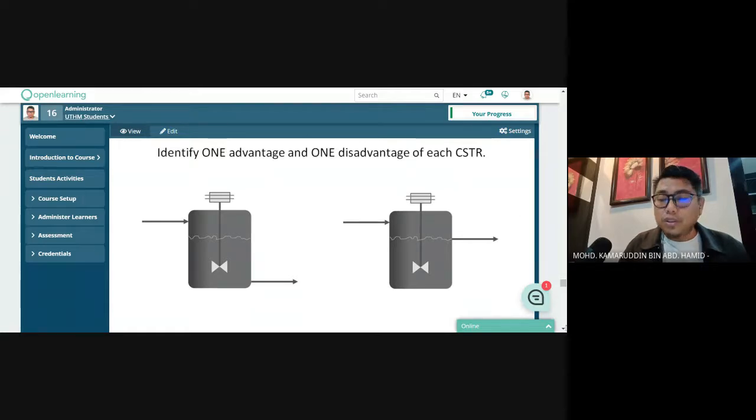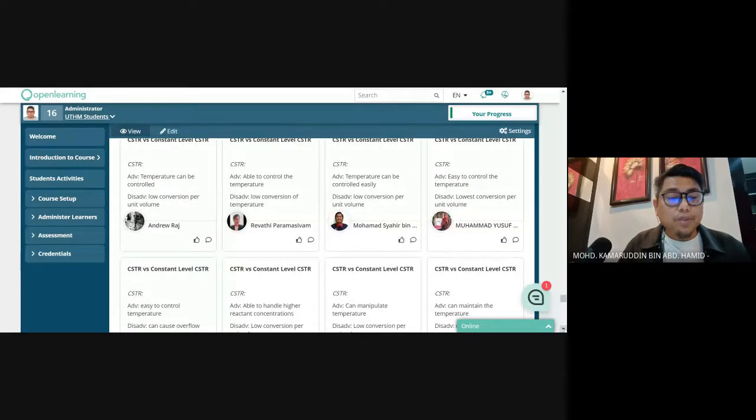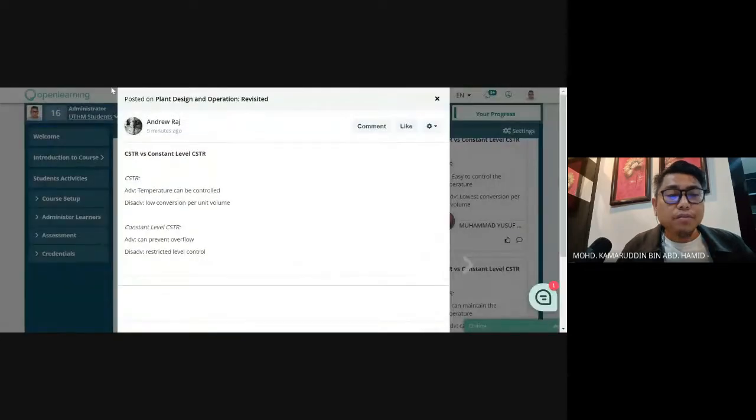What did you all write here? Temperature can be controlled. Oh, Andrew has left. Earlier he appeared to have left. Andrew Raj, let's see what he wrote. Advantage of CSTR, controller can be controlled. Disadvantage, low conversion to unit volume. Disadvantage.